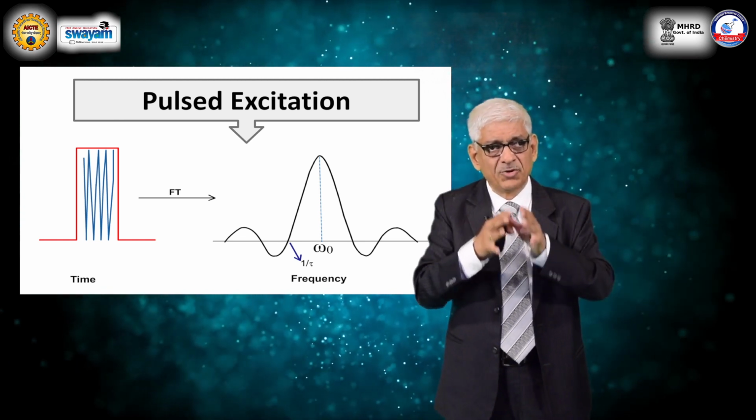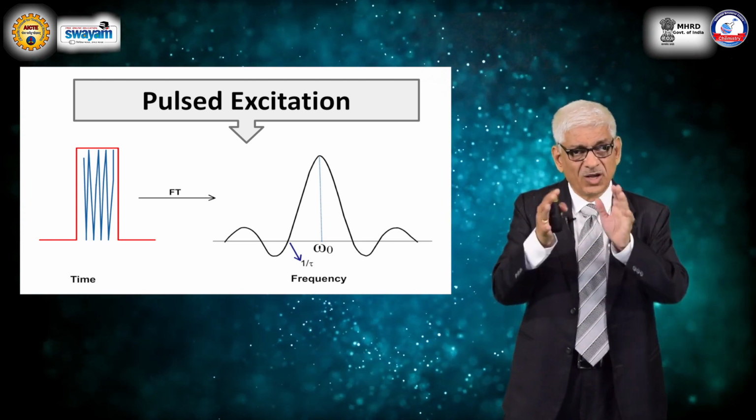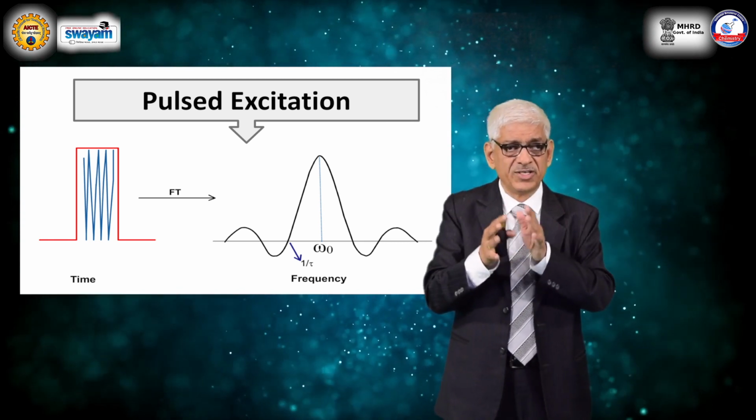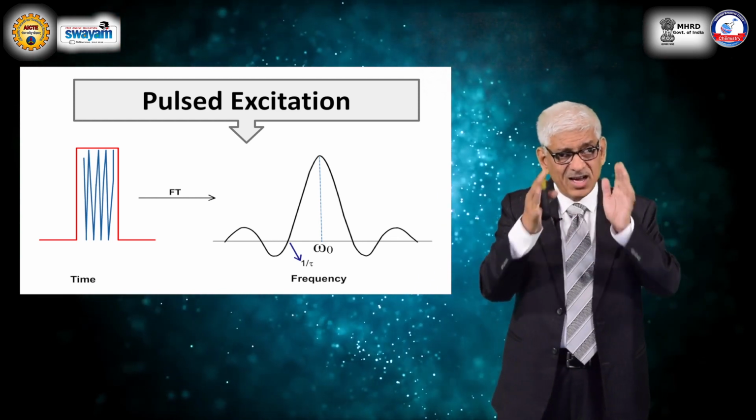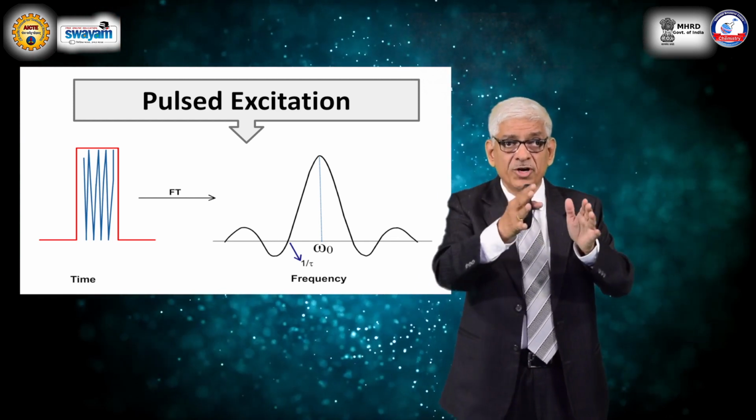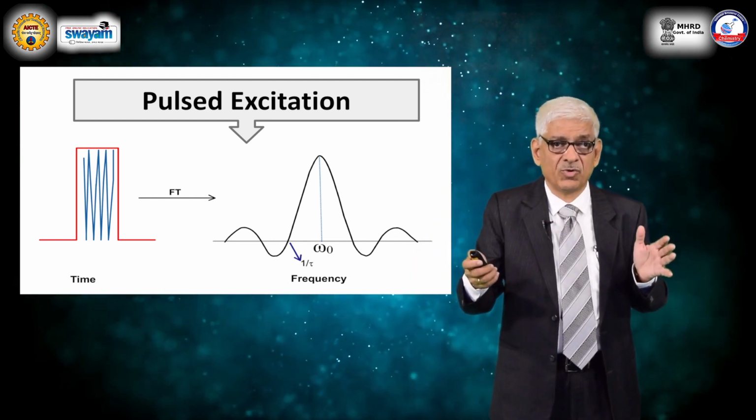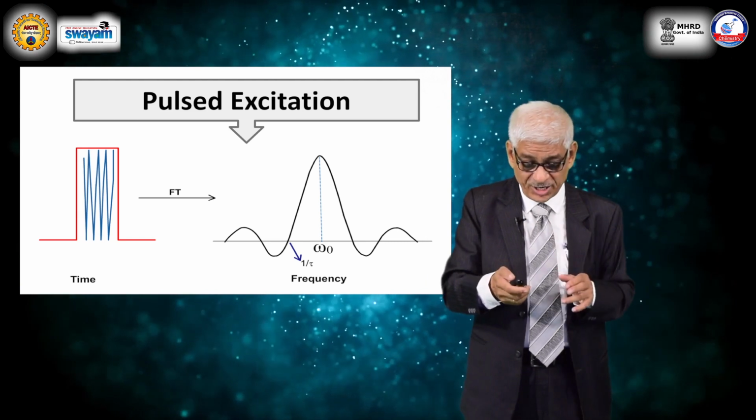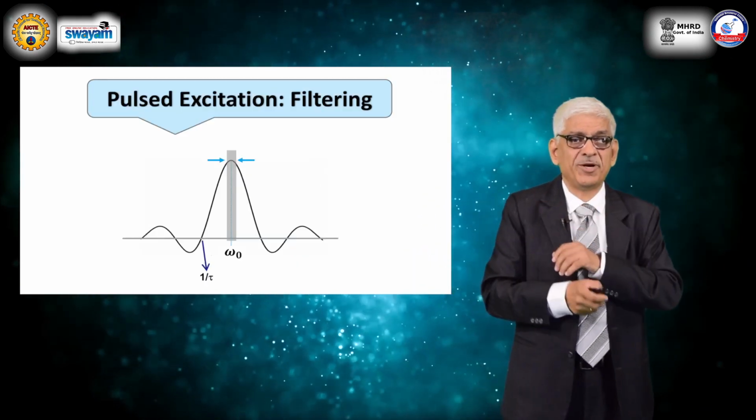Now imagine that your tau is 1 microsecond. If it is 1 microsecond, then 1 by tau is 10 to the power 6, so that is a megahertz. So a megahertz of frequency range is covered on each side of your omega naught. So a huge frequency range is covered, whereas you don't need that much, really speaking, but you also need all of them with a similar amplitude.